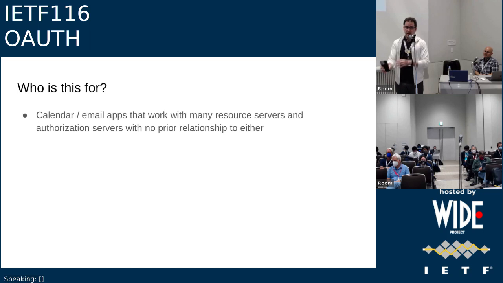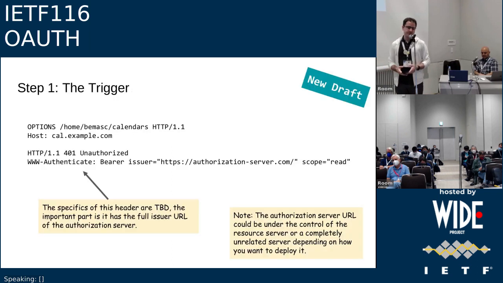And again, I want to make sure it's very clear. I'm not suggesting that every resource server needs to use this draft. That would not be a good idea. There are many reasons why you would want the out-of-band configuration linking the resource server and authorization server. But in this case, there is, by definition, no prior relationship, and the user is the one that brings the relationship. So that's the scope of this problem.